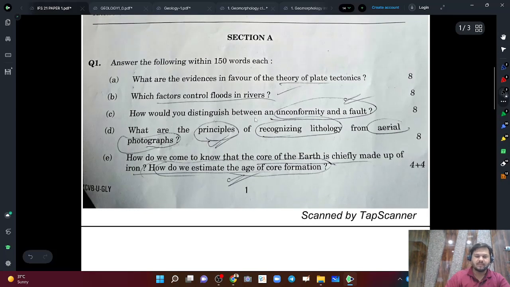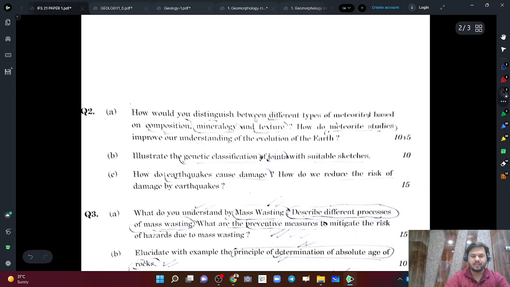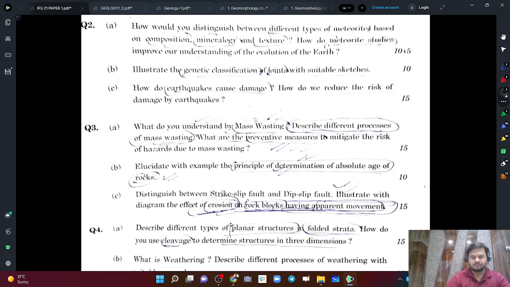So in this question, they have not asked anything from geomorphology, right? This is plate tectonics. This is also basically a question from geomorphology, right? So this is one question in compulsory they have asked, and then another question they have asked is something on mass wasting, right?